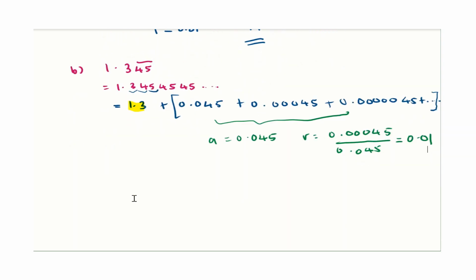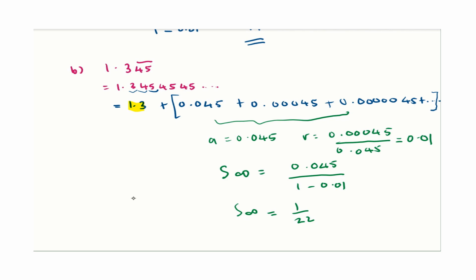Okay, so then after that we want to express the number as a quotient, a fraction. So then we substitute into the formula sum to infinity. The sum to infinity is only for the part in the bracket. So if we find sum to infinity, A over 1 minus R becomes 0.045 divided by 1 minus 0.01. So here we will get 1 over 22. For the part in the bracket, this is 1 over 22.